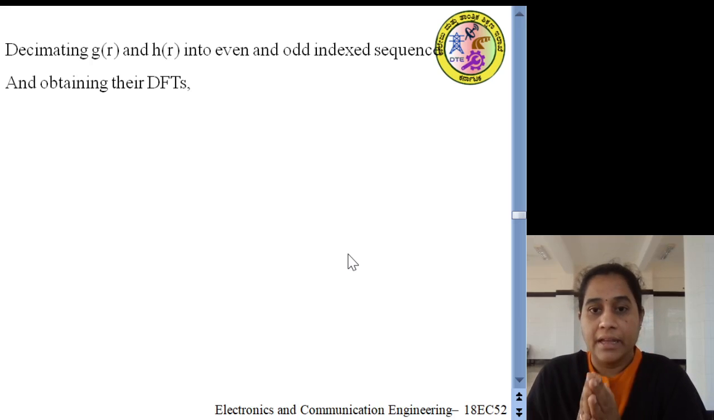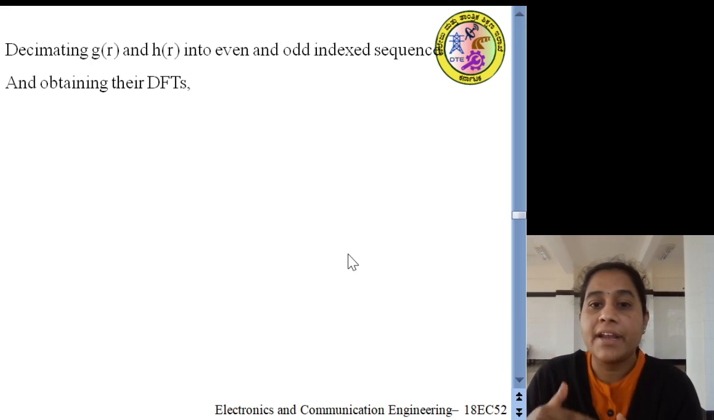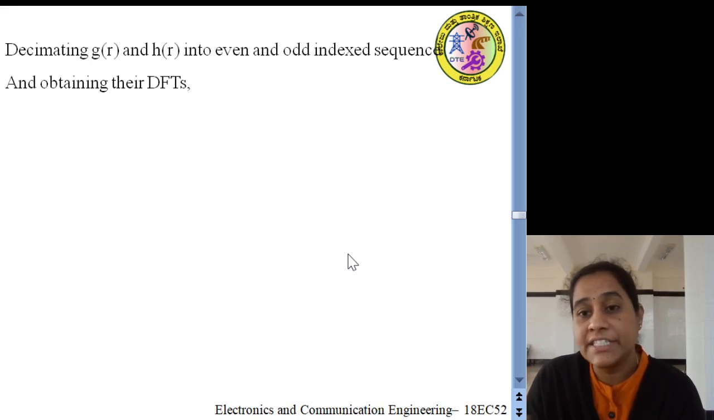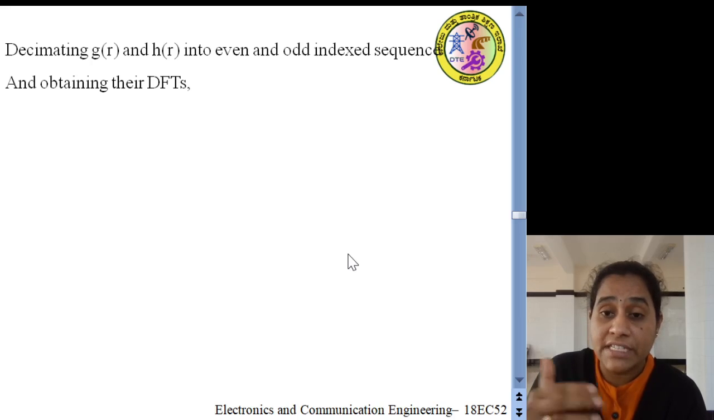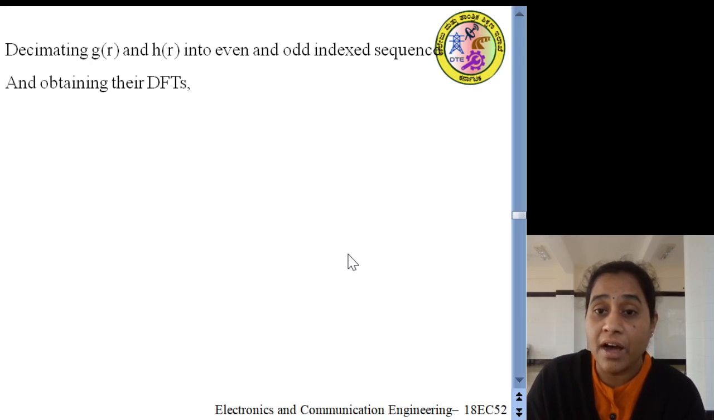Next, what we will be doing is, again we are considering g of r and h of r, which are from x of n. We decimated x of n into g of r and h of r by considering even and odd index sequences. Here again we are considering g of r and h of r separately, and again we are decimating by considering even and odd indexed sequences.